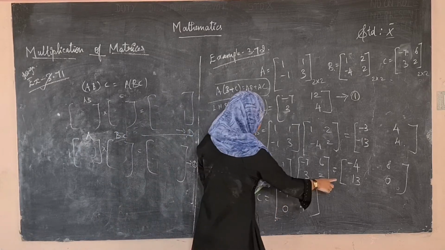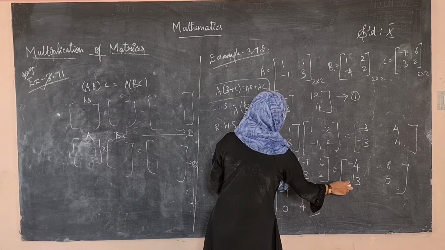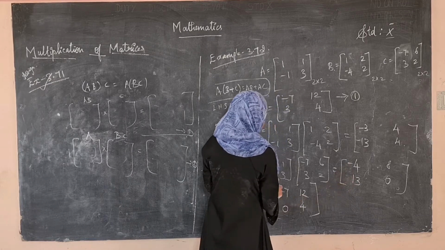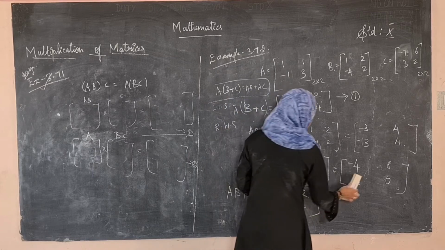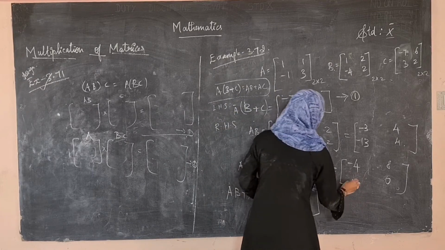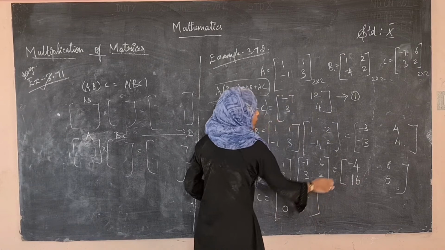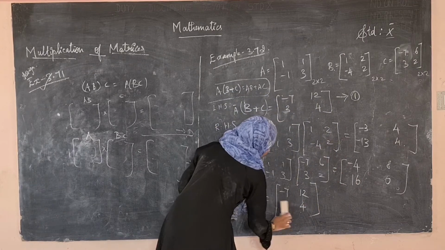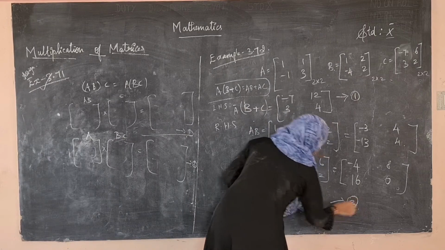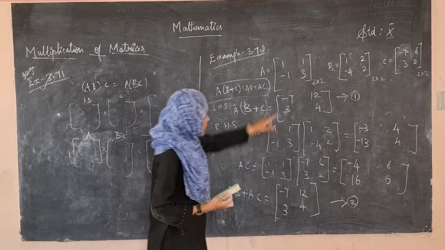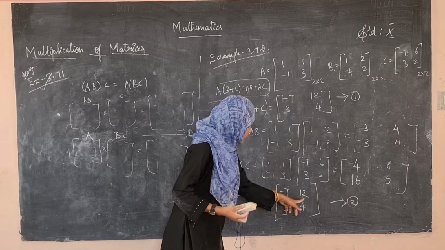See, actually this is 16. Second row, first column. Okay, this one and this one. Plus 7 plus 6 plus 9, 16. Okay, this is 16. So 16 minus 13 is 3. Okay, take this as 2. See here, check 1 and 2. Minus 7, 12, 3, 4.